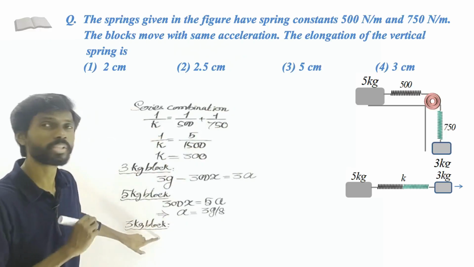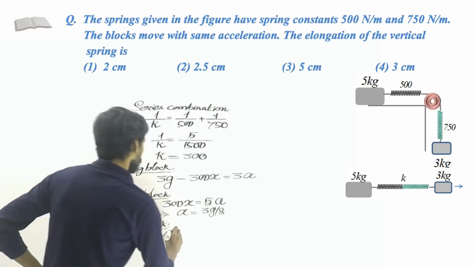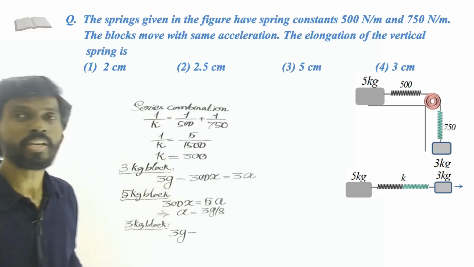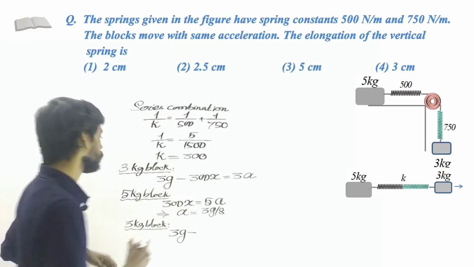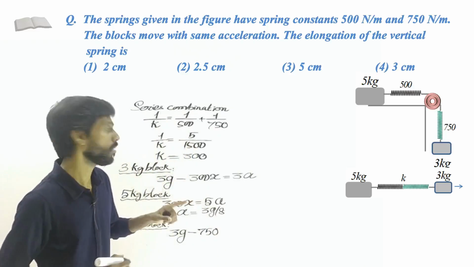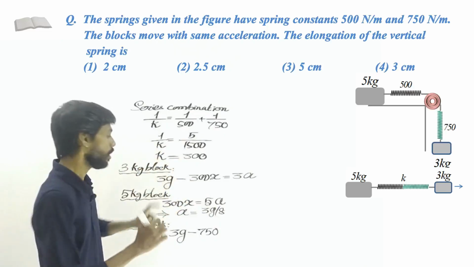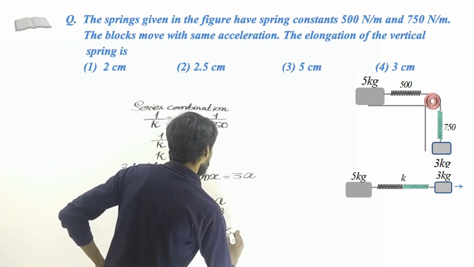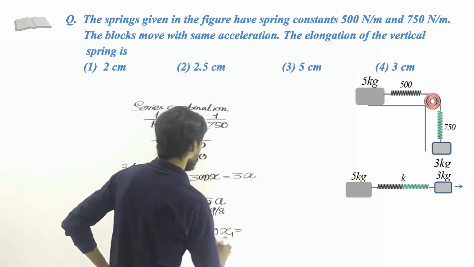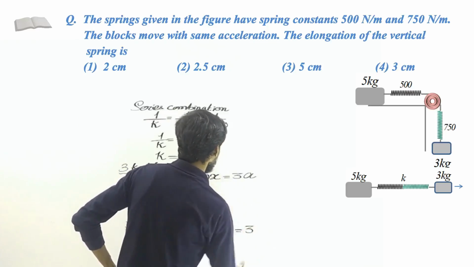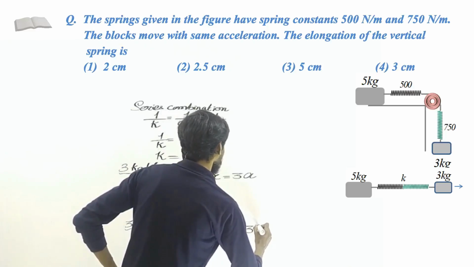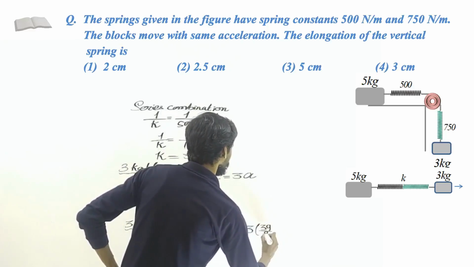What are the forces acting on the block? 3g in the downward direction, minus the spring force. What is the spring force here? k is 750, so 750 multiplied by the elongation. Not the same elongation, because that is a separate spring now, so say some x1. So kx is 750 x1, which equals mass times acceleration, so mass is again 3 kg multiplied by the acceleration we found here, a, which is 3g divided by 8.